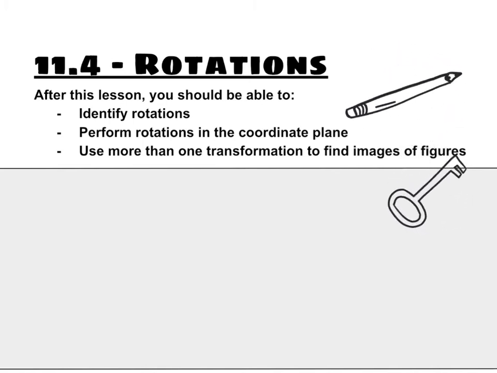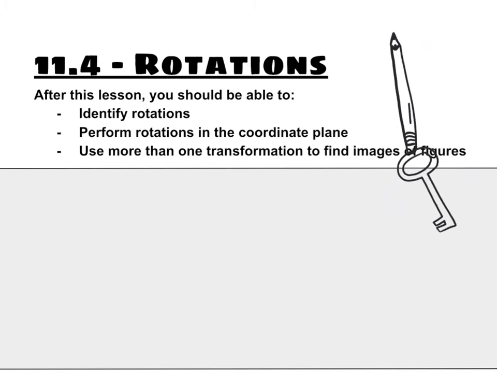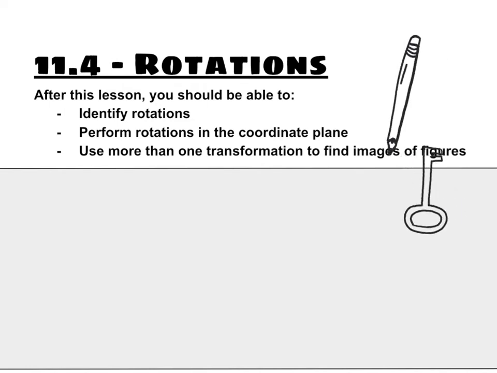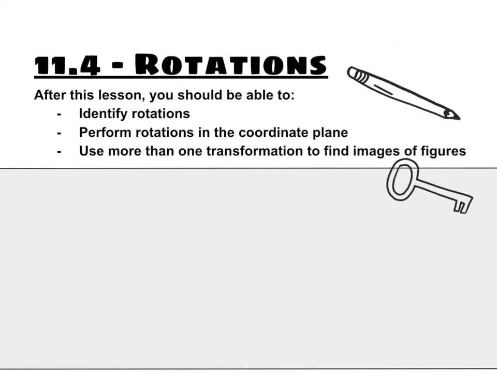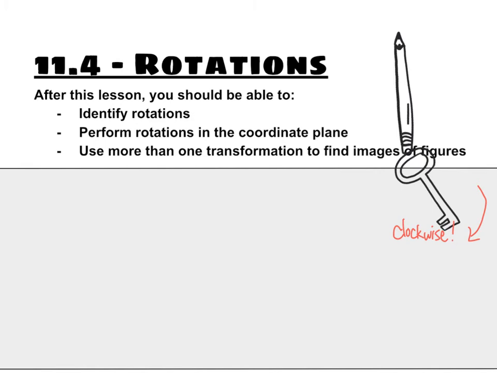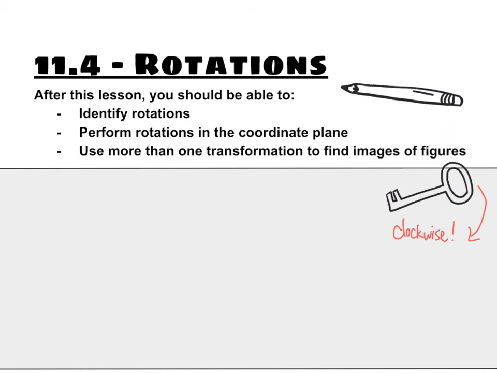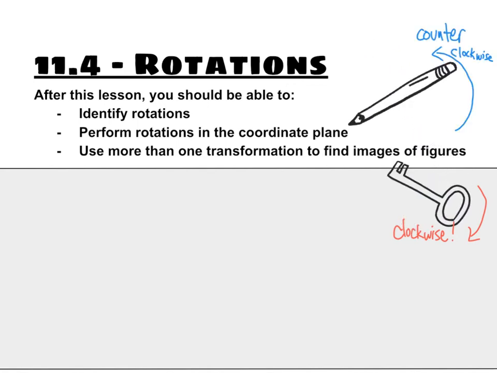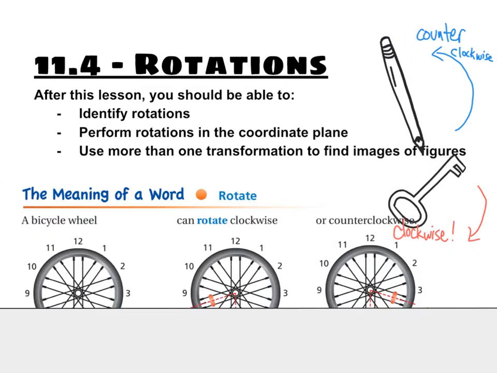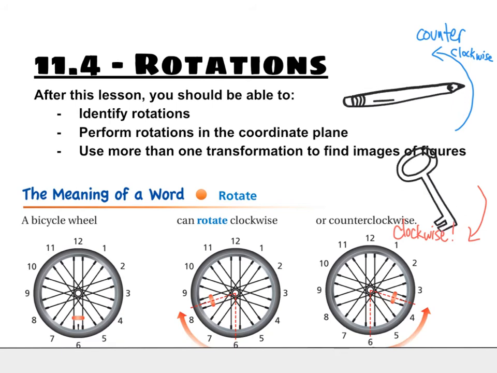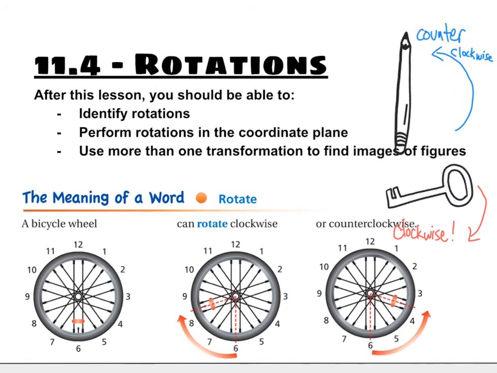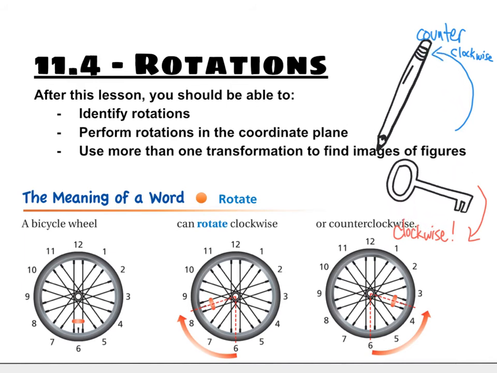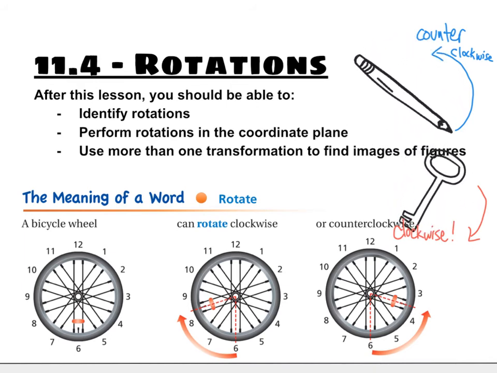So we've got two images rotating on our screen. We've got the key and the pencil. Think for a minute, which of those is rotating clockwise? Yeah, the key is going clockwise. The pencil is rotating counterclockwise. And I have some definitions down here that show the numbers from a clock and show you what it looks like clockwise, counterclockwise.